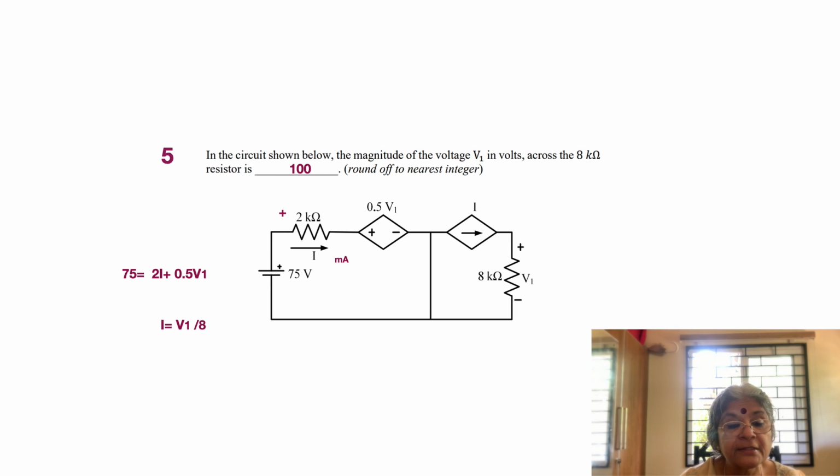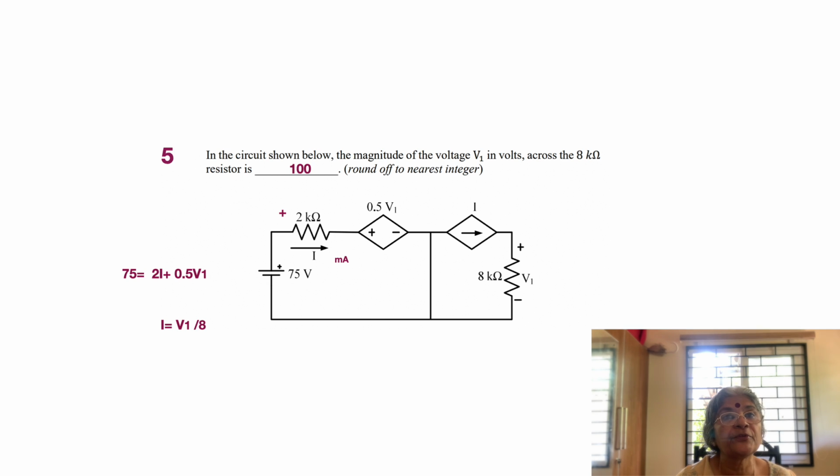Okay, so this is the general structure, the short circuit at the center. Now let's see what is required in the circuit below. The magnitude of the voltage V1 in volts across the 8 kilo ohms resistor is what? Okay, so what do we do? As I said before, we already have I is equal to V1 by 8, and now we can balance out the voltages in the left loop.